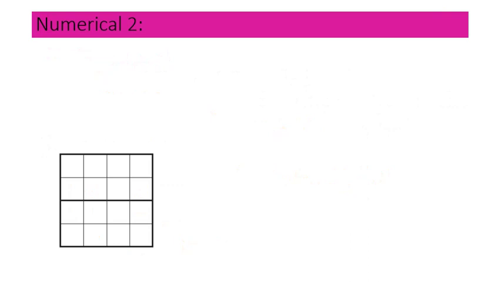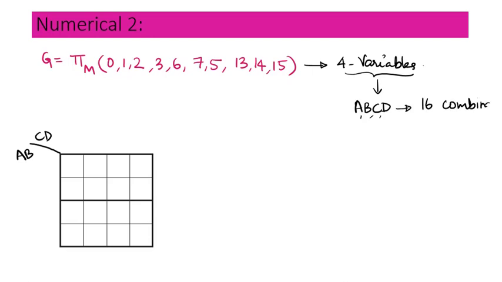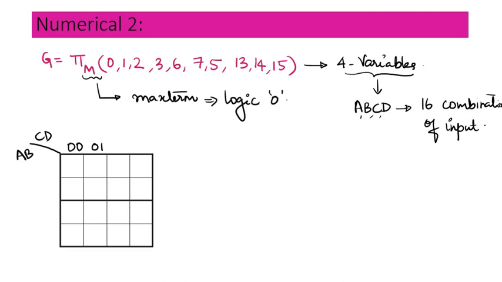Coming to the second numerical, I have G is equal to pi m 0, 1, 2, 3, 5, 6, 7, 13, 14 and 15. Clearly this is a 4 variable Karnaugh map because numbers are indicated from 0 to 15. So I'll consider A, B, C, D to be the variables, and hence we will have 16 combinations of the input. So I need to map a logic 0 corresponding to the decimal numbers that are mentioned and form groups.